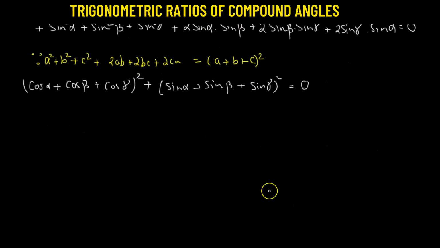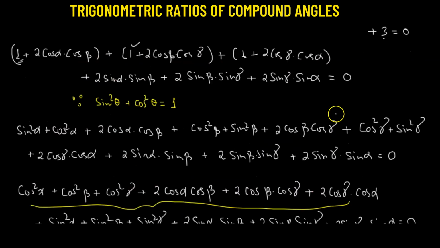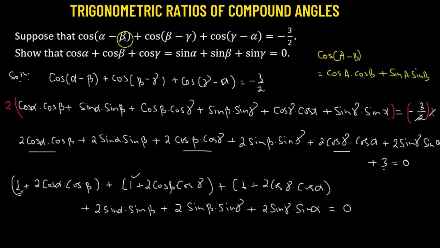So we have a sum of squares that's equal to 0. This means that both of them must be equal to 0: cosine alpha plus cosine beta plus cosine gamma, and also sine alpha plus sine beta plus sine gamma. Only then will the given equation be true, since we have 0 squared plus 0 squared equal to 0. And this is what we were asked to prove: that cosine alpha plus cosine beta plus cosine gamma must be equal to 0, and also sine alpha plus sine beta plus sine gamma must be equal to 0, whenever we have the given condition, which is cosine of alpha minus beta plus cosine of beta minus gamma plus cosine of gamma minus alpha equal to negative 3 over 2. Hence proved.